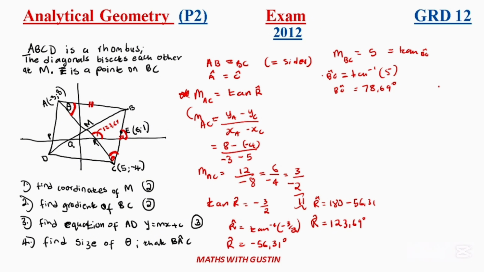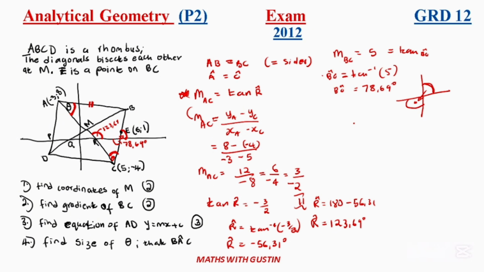But remember, guys, a line and a line, if you've got an angle here, what do you call this? Vertical opposite angles. So it means we can know this angle here is also going to be the same. So this angle here will also be 78.69. It's looking good so far.